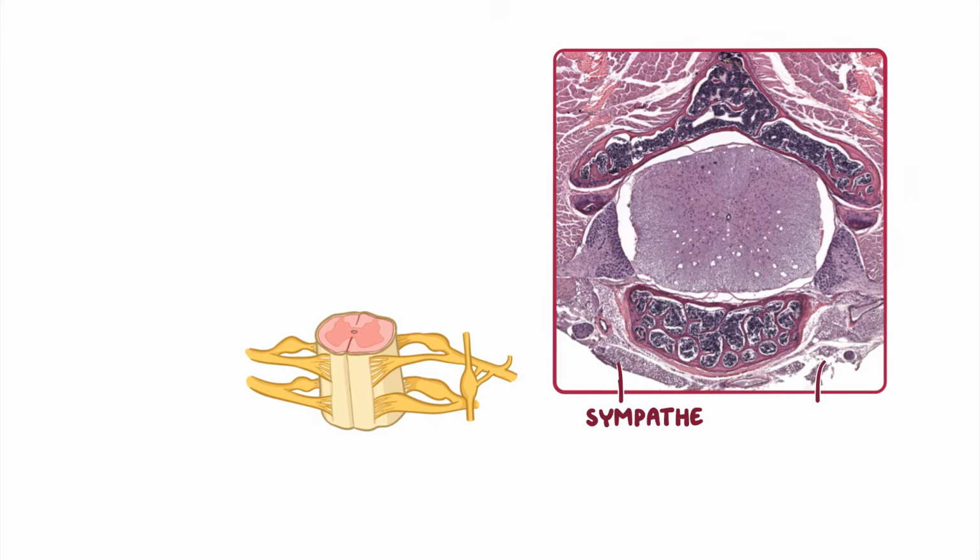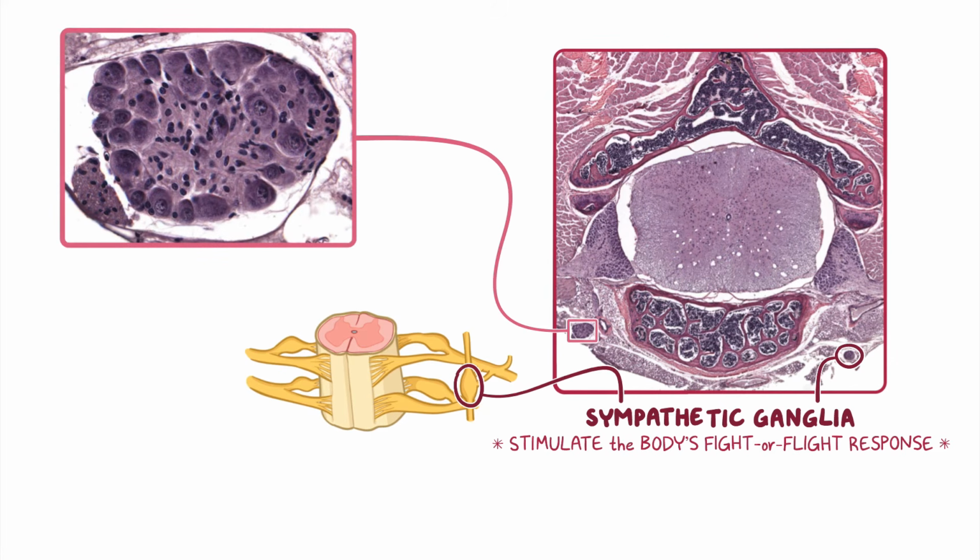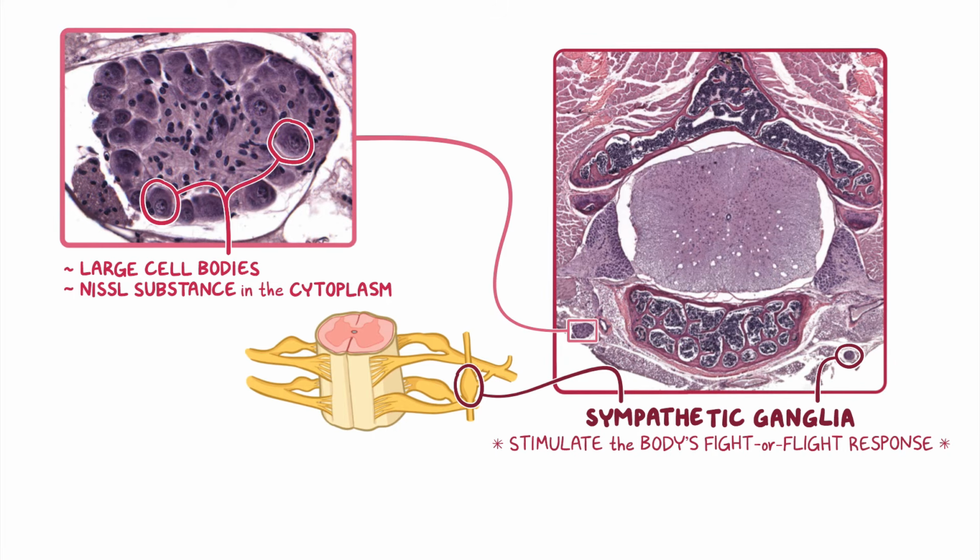These are the sympathetic ganglia, which contain the neurons that stimulate the sympathetic nervous system and the body's fight or flight response. At high magnification, we can see more clearly that the general appearance of sympathetic ganglia shares a few similar features with the dorsal root ganglia, such as the large neuron cell bodies, as well as the presence of Nissl substance in the cytoplasm of the ganglion cells.